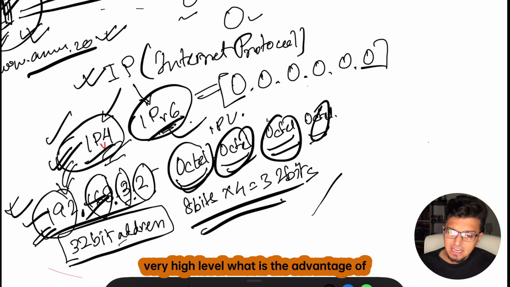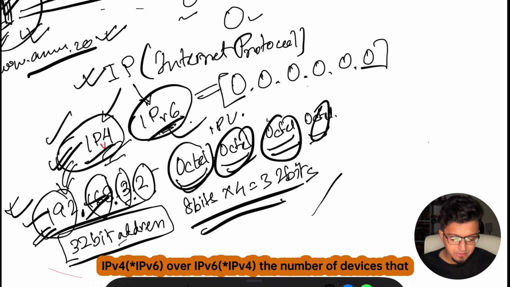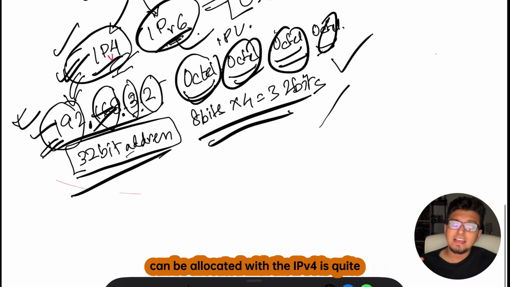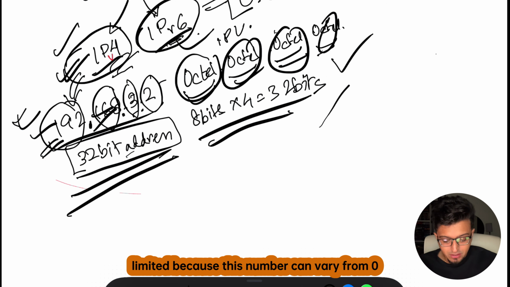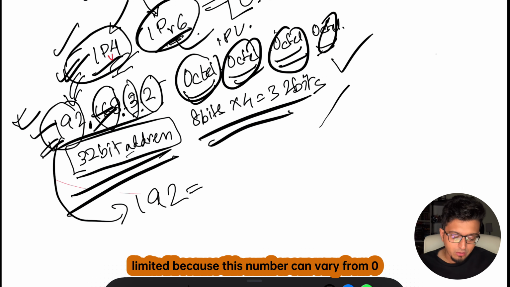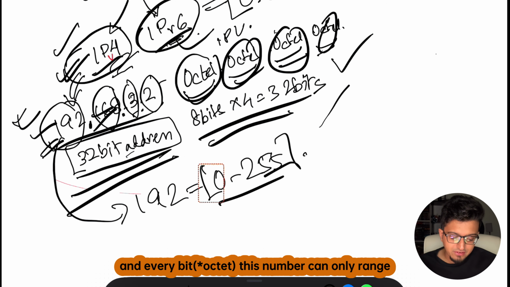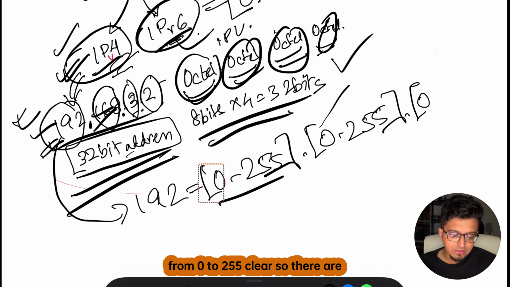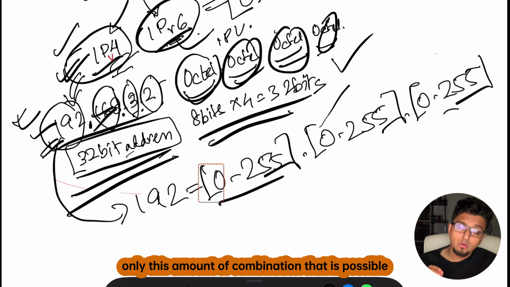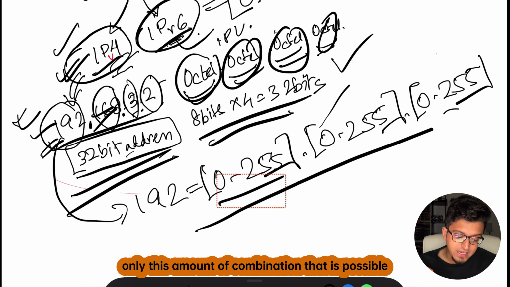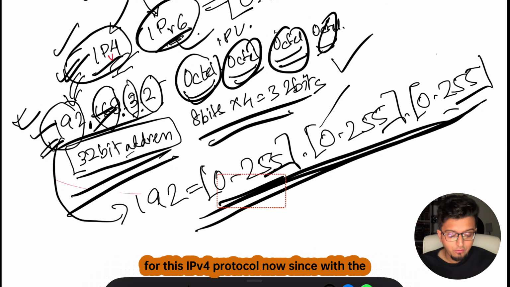Now on a very high level, what is the advantage of IPv6 over IPv4? The number of devices that can be allocated with IPv4 is quite limited, because each number can vary only from 0 to 255. So for each octet, this number can only range from 0 to 255. Clear? So there is only this amount of combinations that is possible for the IPv4 protocol.